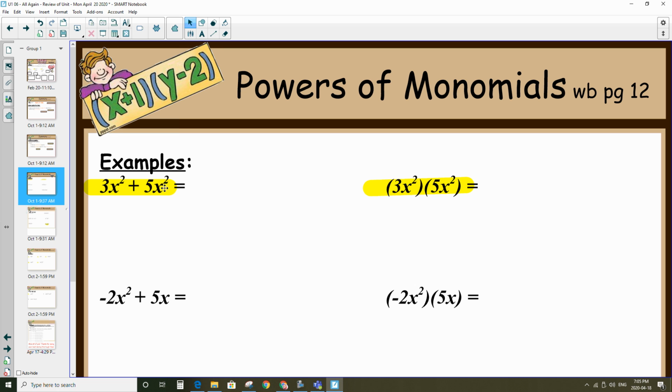So we've got 3x squared plus 5x squared. 3 plus 5 would be 8. And then you don't touch the ending. That stays as x squared. When you're multiplying, on the other hand, you multiply the coefficients. 3 times 5 is 15. And now you use the exponent rule on the exponents, right? So you're going to add the exponents. So 2 plus 2 is 4. So your exponent is 4.